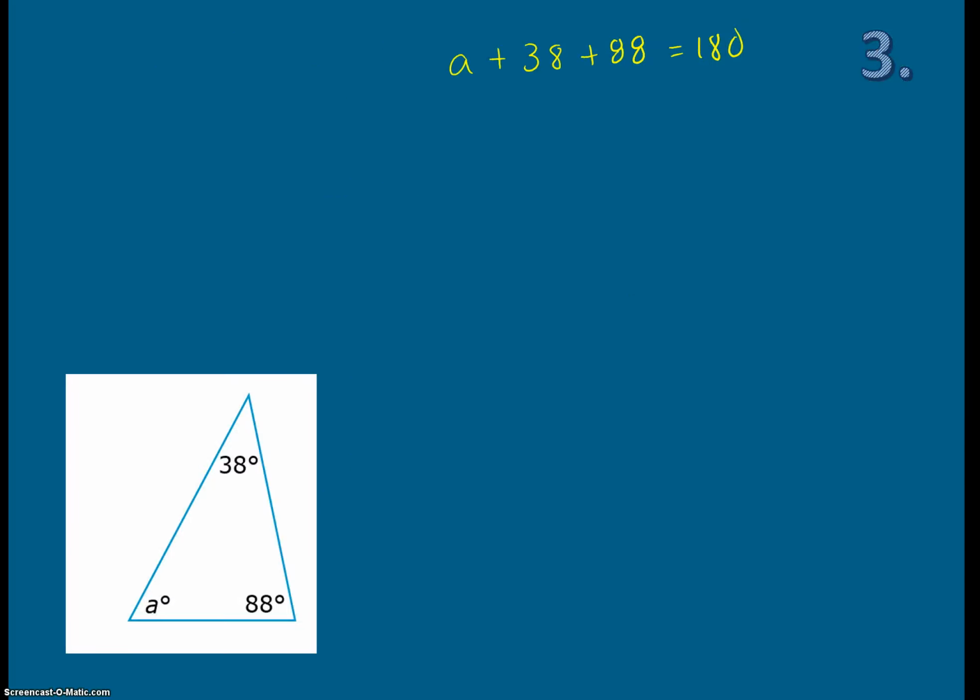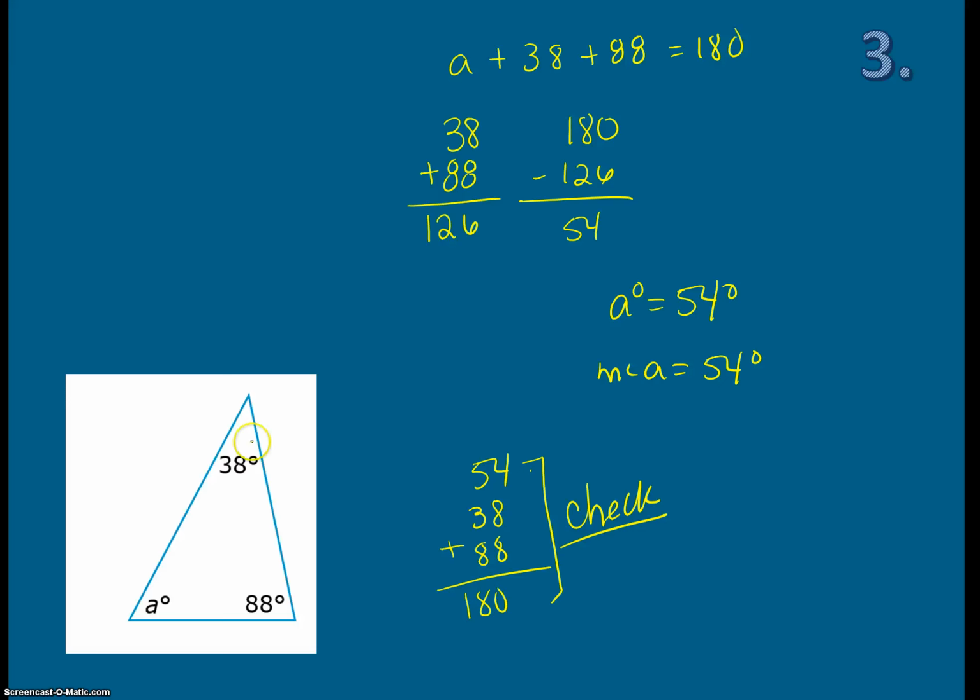Let's see if you can pause the video and do this one on your own. So in this triangle, I was given 38 and 88, so I added them together to give a sum of 126. The triangle sum theorem states if I take 126 from 180, I'll get my missing angle, and I got 54 degrees. So you can write your answer either way: measure of angle A equals 54 degrees, or A degrees equals 54 degrees.